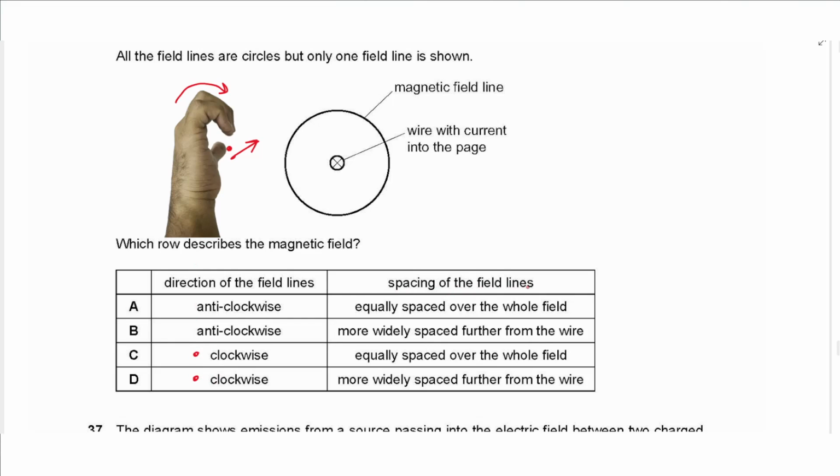And the spacing of the field lines equally spaced over the whole field? No. More widely spaced further from the wire? Yes, that represents that the field gets weaker when you move away from the source of the field. So the answer is D.